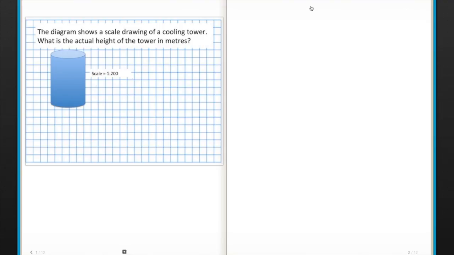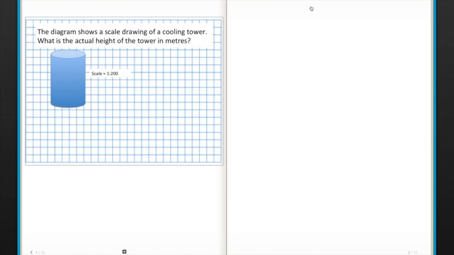The diagram shows a scale drawing of a cooling tower. What is the actual height of the tower? And we've got the scale 1 to 200. So if I measure 1 centimetre, the real thing is 200 centimetres high. If I measure it as 2 centimetres, the real thing is 400 centimetres high.